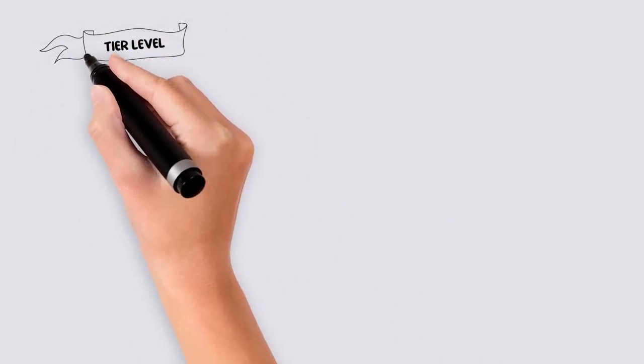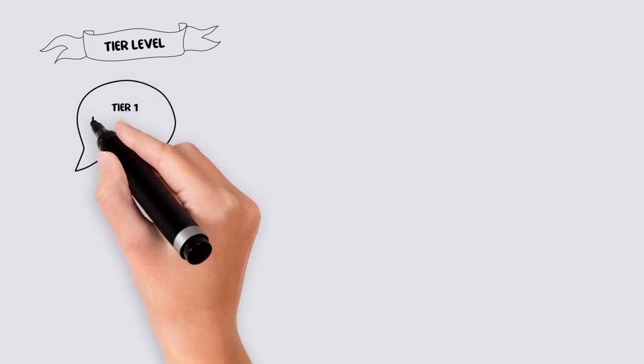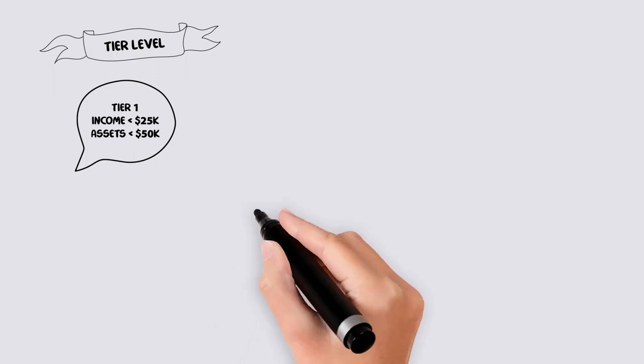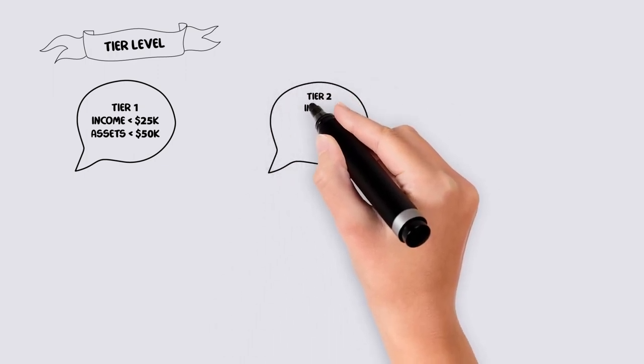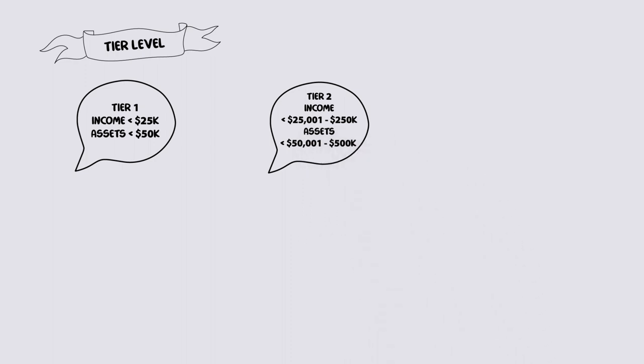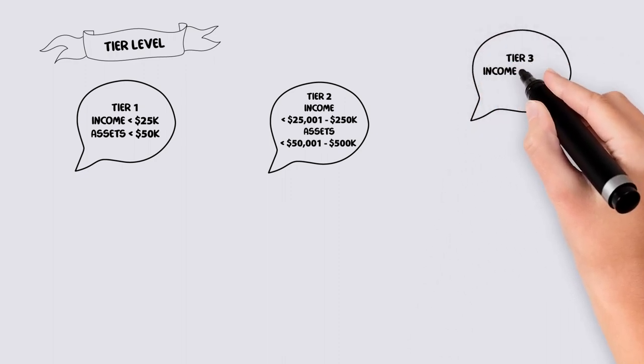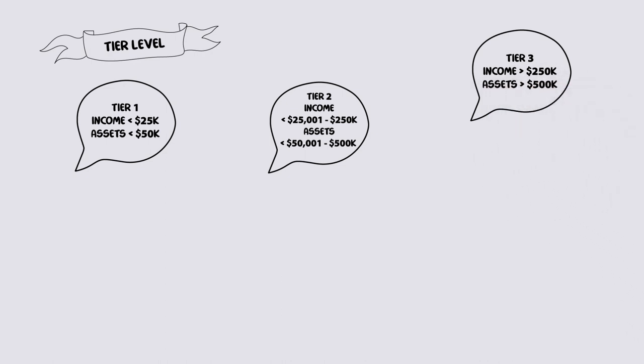Each association is identified with a tier level. The tier level determines the type of auditor you are required to use. Tier 1 is income of less than $25,000 and assets of less than $50,000. Tier 2 is income of $25,001 to $250,000 and/or assets of $50,001 to $500,000. Tier 3 is income of more than $250,000 and/or assets of more than $500,000.